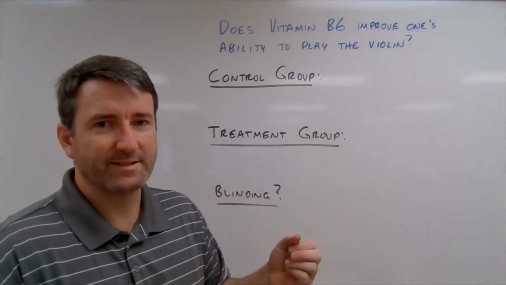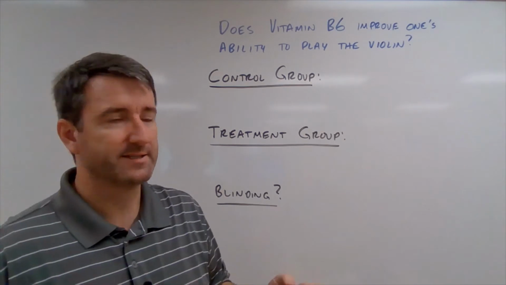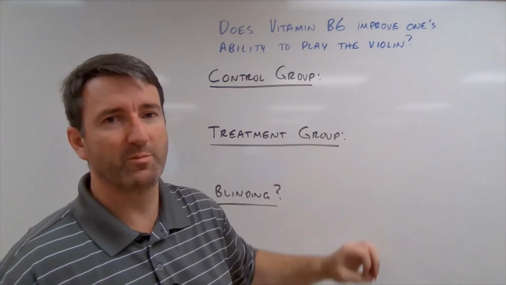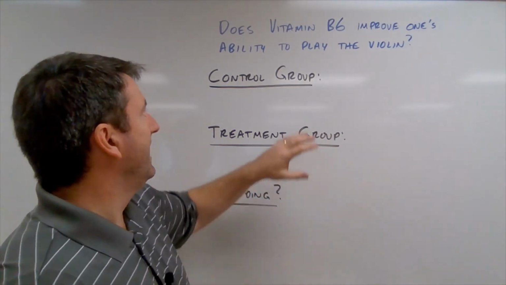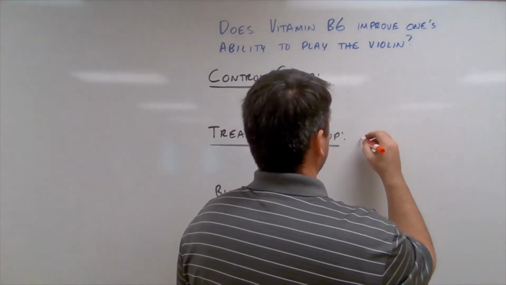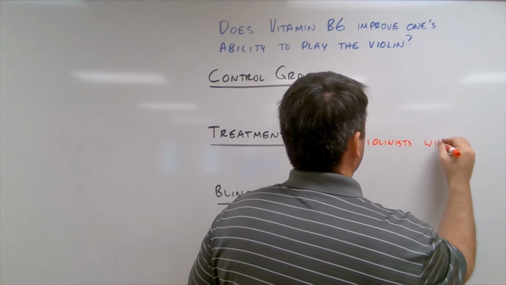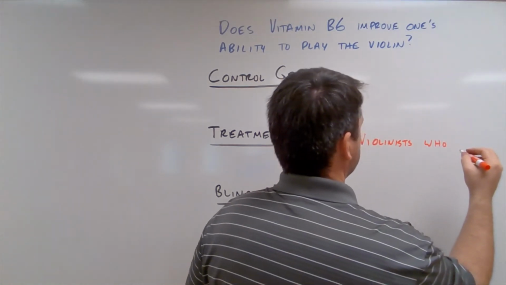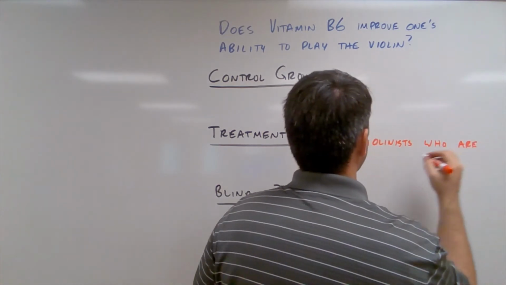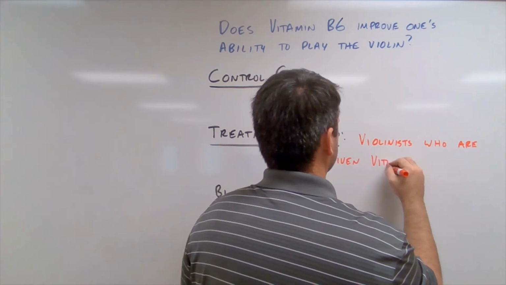But once we've done that, the treatment that we're trying to apply is vitamin B6. So the folks in the treatment group are going to get vitamin B6, and the folks in the control group are going to get a placebo. So the treatment group would be violinists who are given vitamin B6.